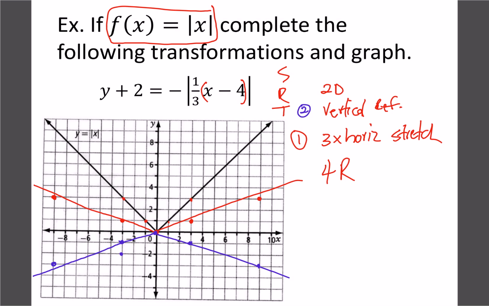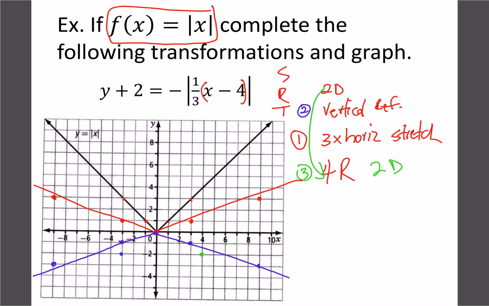And then last, we can do both translations. Usually it's easy enough to do both at once. So let's do the last step. Let's do 4 right and 2 down all together. So we'll combine those two. We'll take each coordinate now and go 4 to the right and 2 down. So that would be our origin. Take the next one.